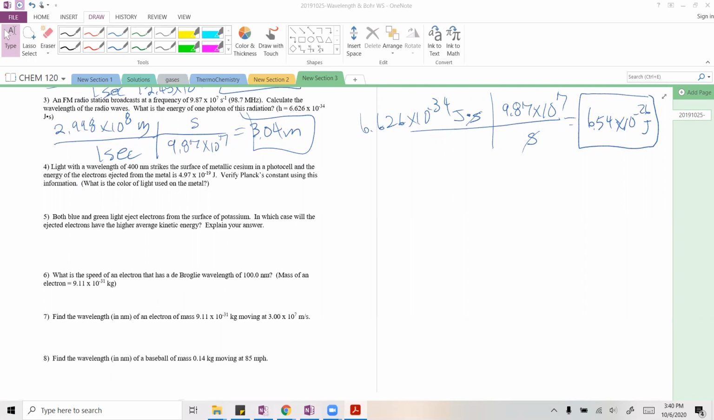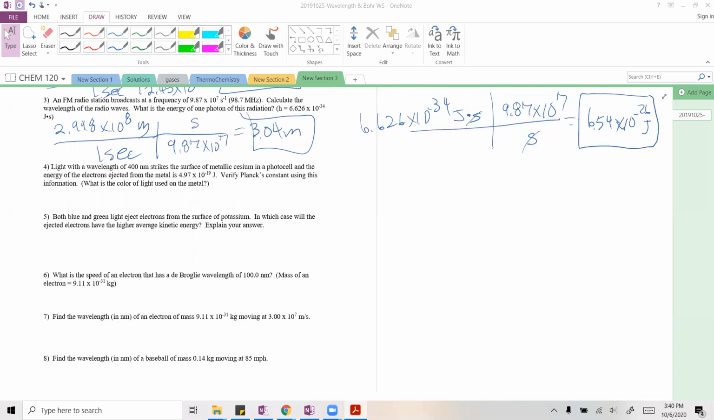Light with a wavelength of 400 nanometers strikes the surface of metallic cesium in a photocell. And the energy of the electrons ejected from the metal is 4.97 times 10 to the negative 19 joules. Verify Planck's constant using that information.